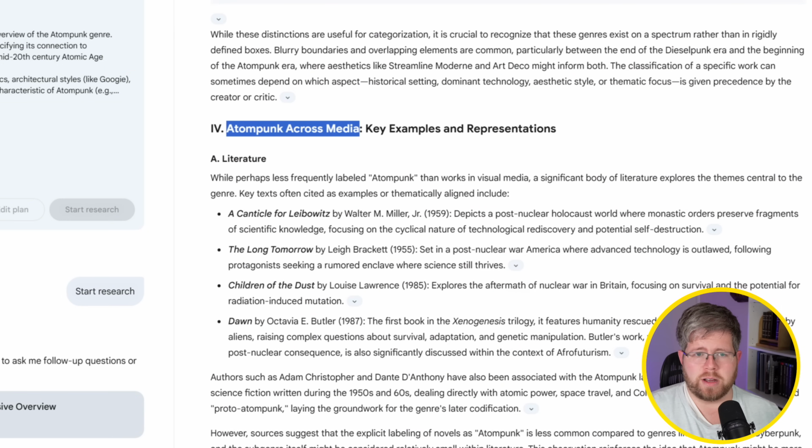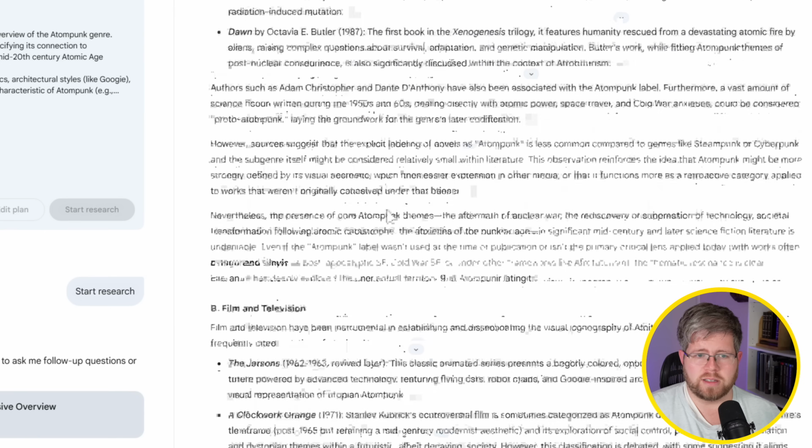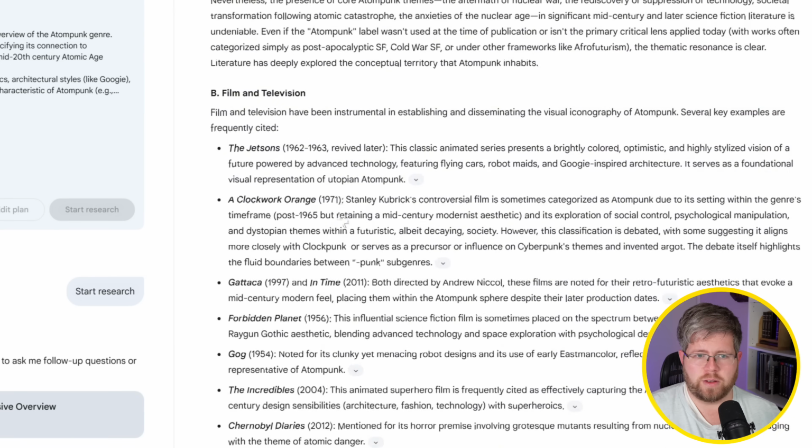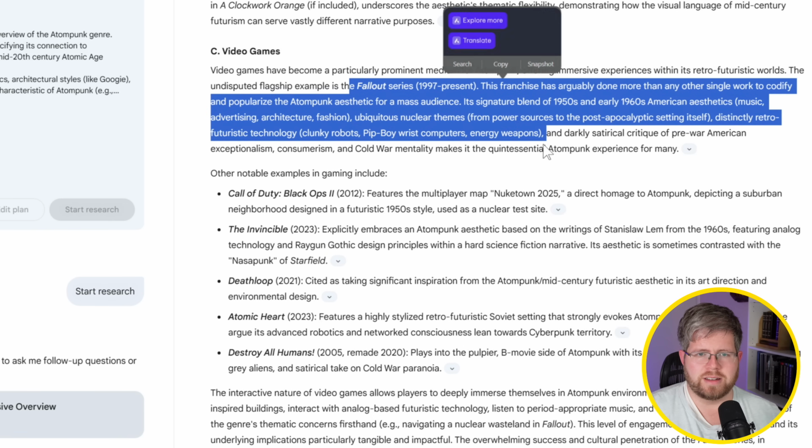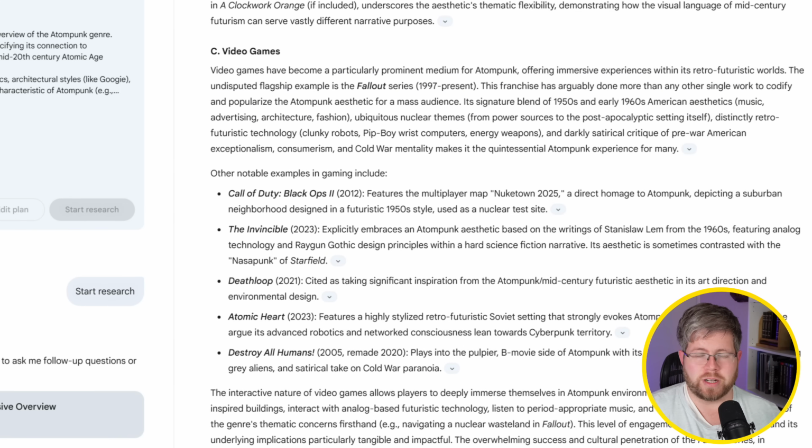Then we get atom punk across media. So this is section 4. So this is like what it looks like in literature, film and television, and of course video games. I'll bet you Fallout is not on here. That's really interesting. Atomic Heart is. That makes sense. Oh, here it is. Fallout. It's so important they put it at the top here. It's kind of the poster child for atom punk.